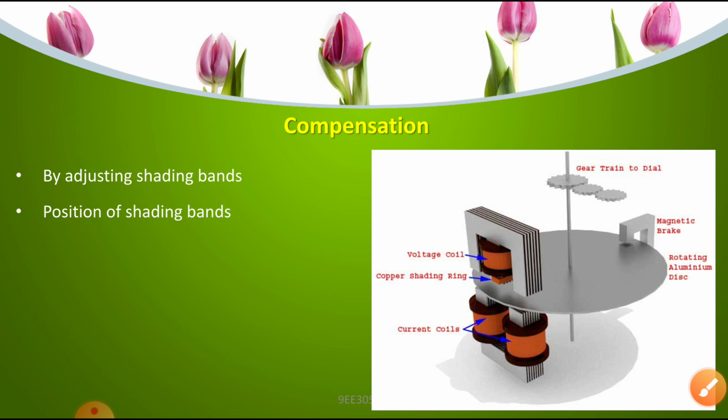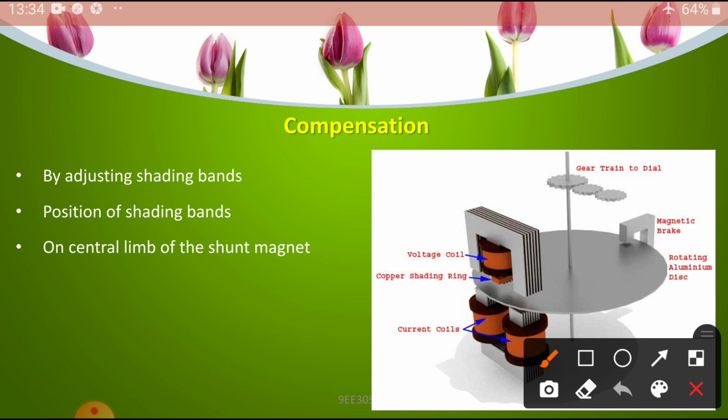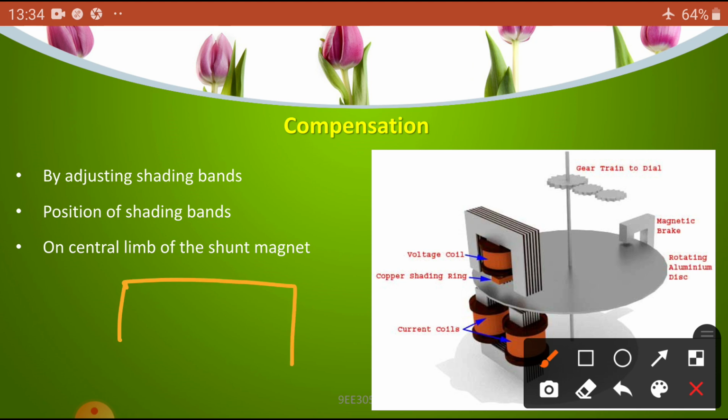The position of the shading bands is adjusted up and down, on the central limb of the shunt magnet. We can provide the shunt magnet with 3 limbs. So what is a shunt magnet? It has this shape now. Sometimes we can provide this one.